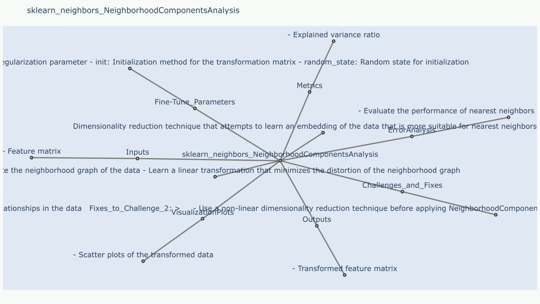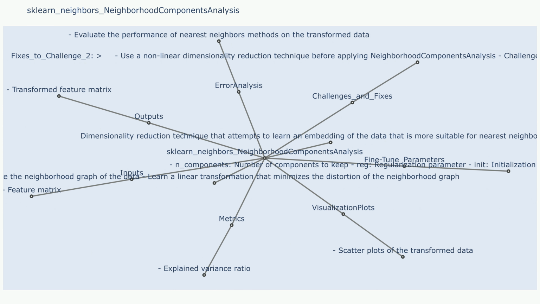Fixes to Challenge 2: reconstruction error. Monitor the reconstruction error as a function of n_components and choose the value that gives a good trade-off between dimensionality reduction and error. Visualization: use scatter plots or other visualizations to inspect the data in the projected space and identify an appropriate value for n_components that preserves the essential structure of the data.